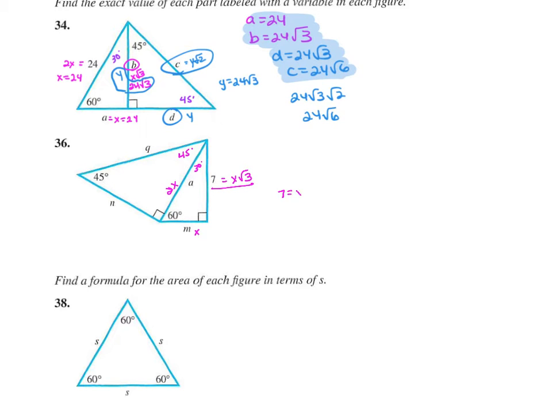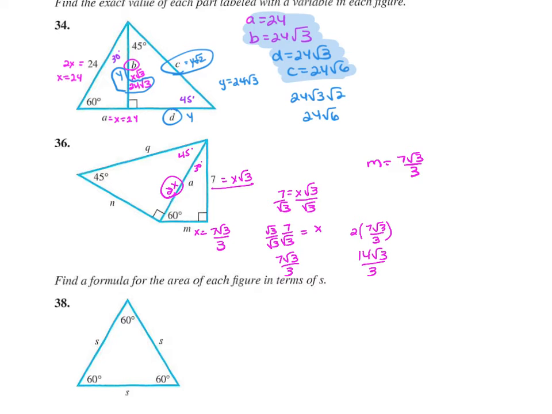So if 7 equals x root 3, then to work backwards, we'd have to divide both sides by the square root of 3 and rationalize it. So I'd get 7 square root 3 over 3. That's going to be the x value, which is m. And then because this is 2 times that, 2 times 7 square root 3 over 3, that would be 14 square root 3 over 3. That's going to be A.